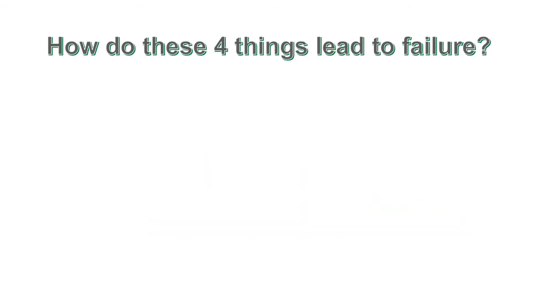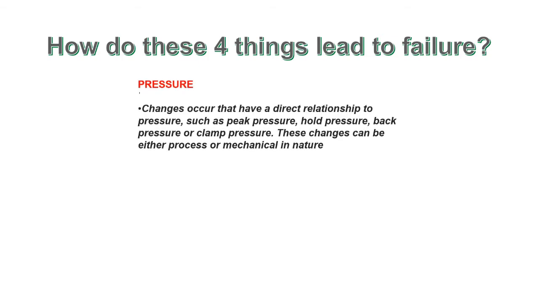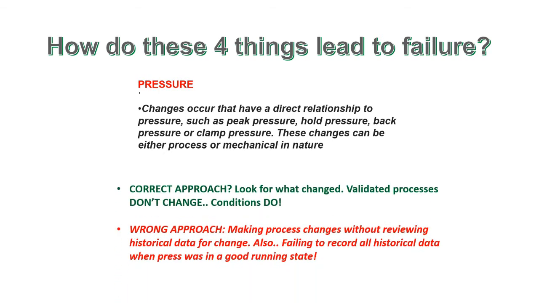So how do these four things lead to failure? Well, in terms of pressure, changes occur that have a direct relationship to pressure, such as peak pressure, hold pressure, back pressure, or clamp pressure. These changes can be either process or mechanical in nature. The correct approach, you want to look for what changed. Validated processes don't change, conditions do. The wrong approach would be to make process changes without reviewing historical data for change. Also, failing to record all historical data when the press was in a good running state.